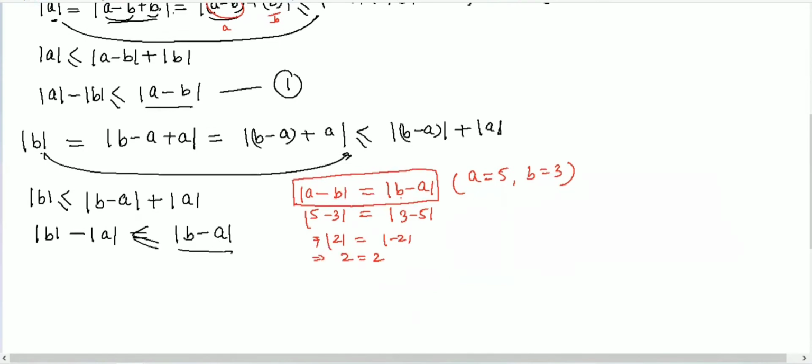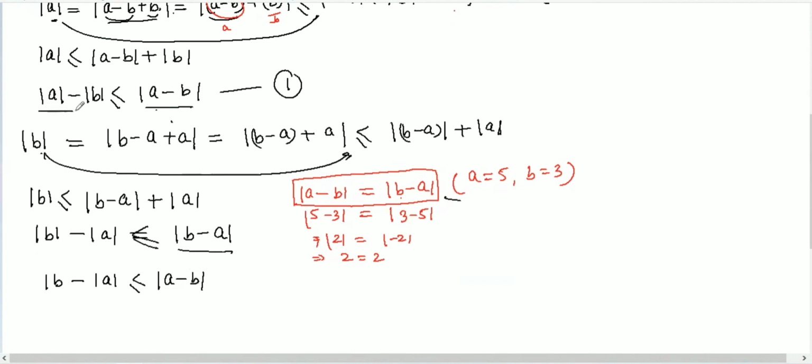So what we will do here: absolute value of B minus absolute value of A will be less than or equal to absolute value of A minus B. We just did it here. So absolute value of B minus absolute value of A is less than or equal to absolute value of A minus B, so now both sides have A minus B.